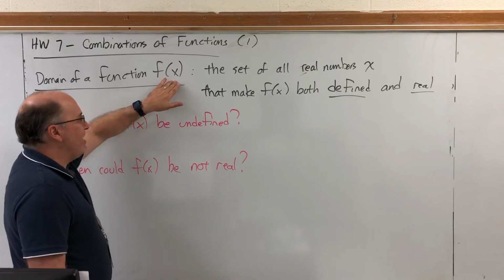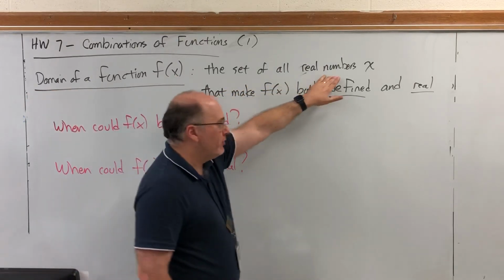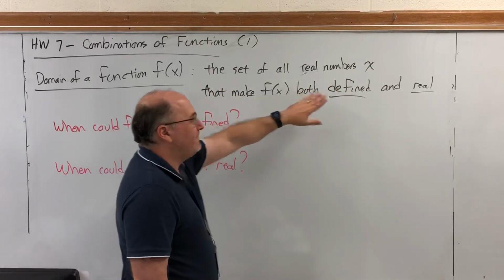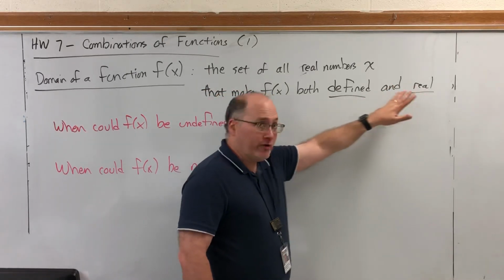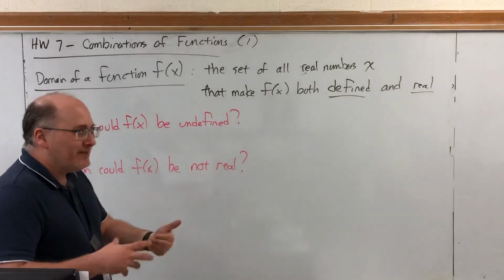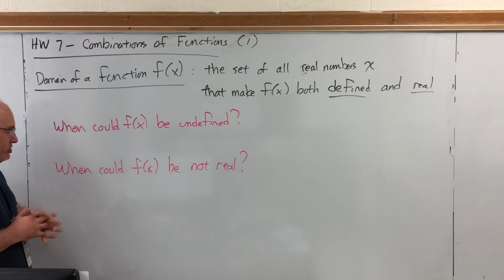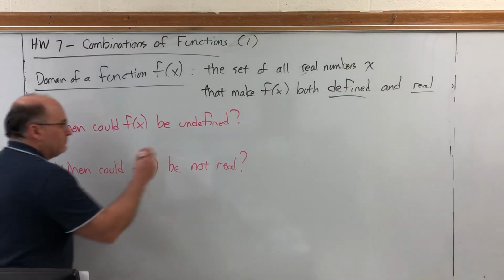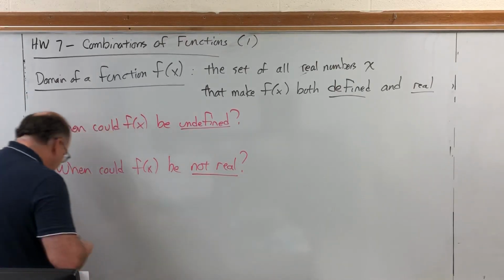If you have a function f of x, the domain of that function is the set of all real numbers for x that make f of x both defined and real. It's these two words that we're going to focus on. Values that make a function both defined and real. Well, that raises the natural questions. When could f of x be undefined? And when could f of x be not real?